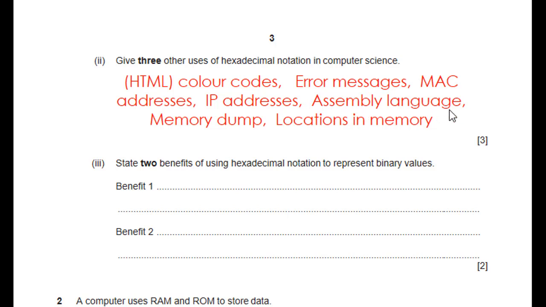Assembly language uses hexadecimal as the reference points for where data is stored in the main memory. And again, memory dumps, I spoke about error messages and memory dumps here. Again, error messages can be, one of the most famous ones is the error 404 message that you see when a website can't be found. That is, the 404 is actually representing something in hexadecimal. And again, as I mentioned with assembly language, they're used to represent locations in memory.